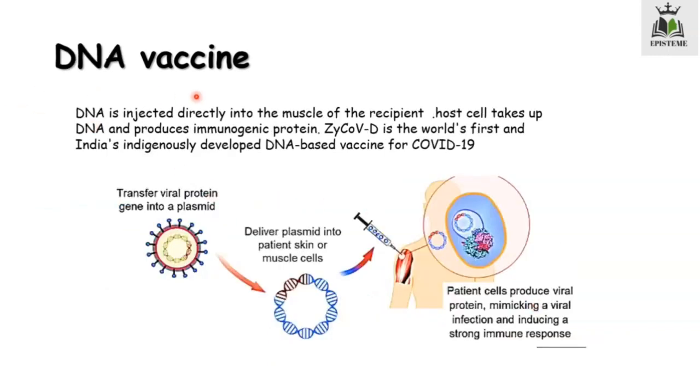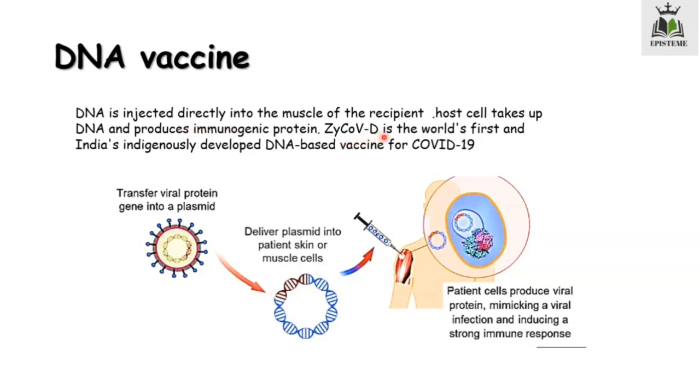Next we have the DNA vaccine. Here, we inject the DNA directly into the muscle of the recipient, and the host cells take up the DNA and produce the proteins, the immunogenic proteins.